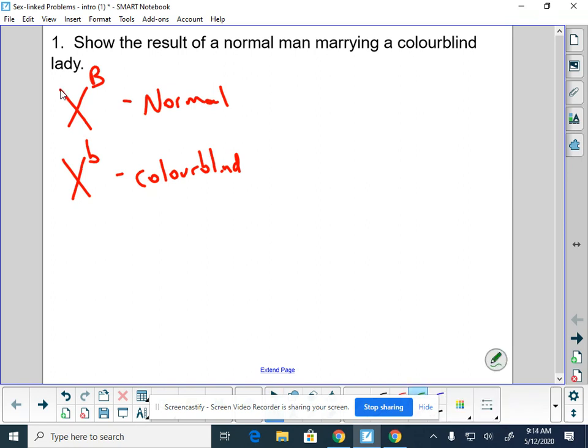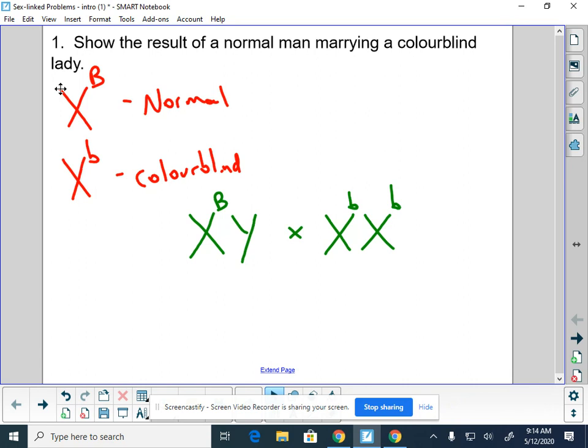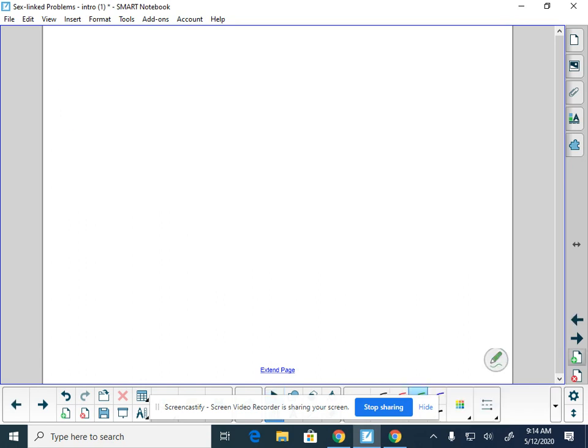So we have a normal man. Males are XY. If he's normal, meaning no color blindness, he has a capital B on his X. He's marrying a colorblind lady. Females are XX. If she's colorblind, because it's recessive, she must have a lowercase b on both of her X's. I've already not left myself very much room here, so let me make another page with that cross.